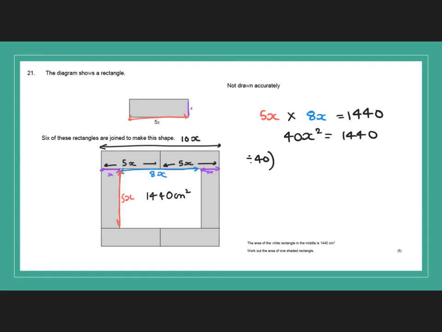Divide by 40, so x squared is equal to 36, and x is equal to 6, square rooting. That's not enough because we have to work out the area of one of the shaded rectangles. So the height is 6, which is x, the width is 5x or 30, so the area of one rectangle is 6 multiplied by 30, 180 centimetres squared.